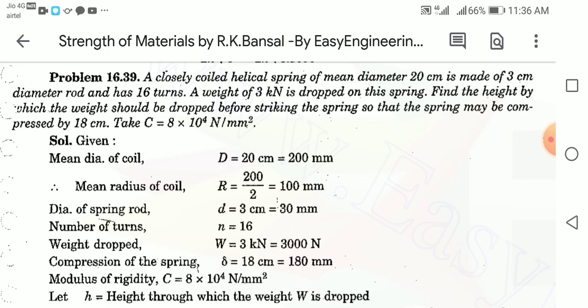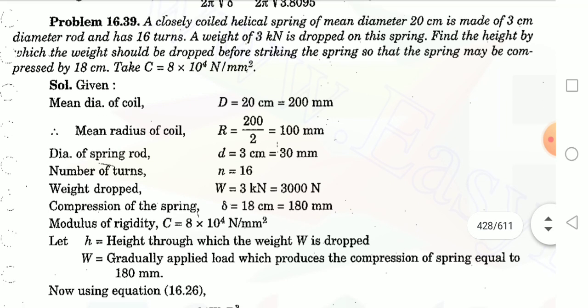So the number of turns n equals 16. Weight dropped W equals 3 kilonewton, 3000 Newton. The compression of the spring, that is the deflection, equals 18 centimeter, so that is 180 mm. The modulus of rigidity C equals 8 into 10 power 5 Newton per mm squared.